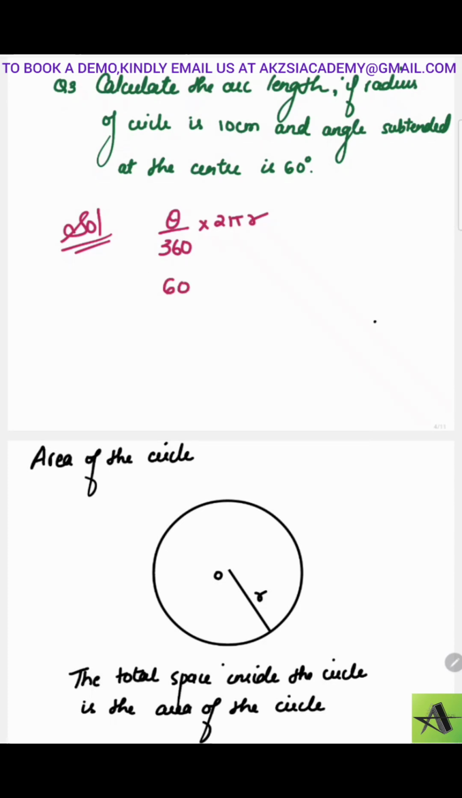Theta is 60 over 360 and radius is 10. If we solve this, we'll get the answer as 10.47 centimeters. So, the length of the arc that is subtending 60 degrees at the center having radius 10 centimeters is 10.47.